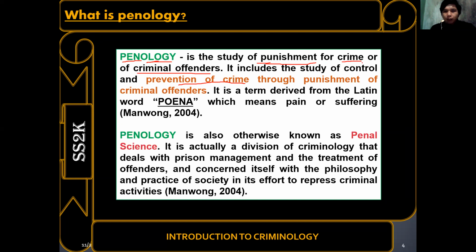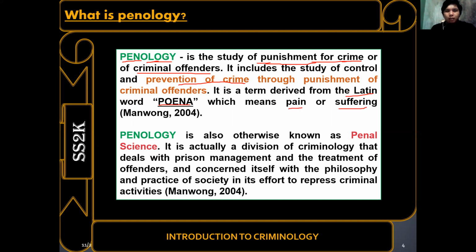Yung punishment for the crime that was committed or the punishment that could be imposed to criminal offenders, which produces pain or suffering. So, the word penology is a term which was derived from Latin word puena, then naging penology. In other books, it may have also been derived from the word poinalis, which means pain or suffering.